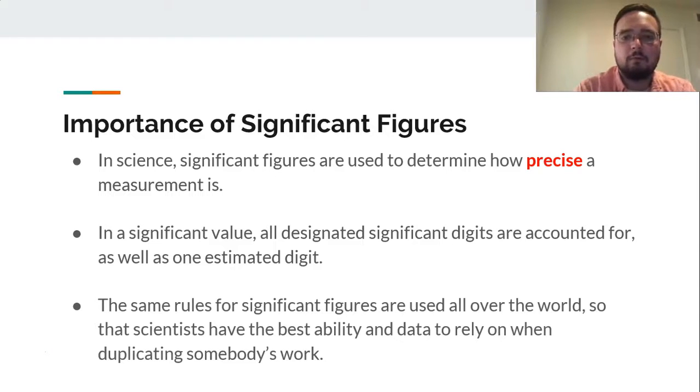The nice thing is the same rules for significant digits are used all over the world, so that scientists have the best data to rely on when duplicating somebody's work. So it's very important for scientists, for example in Asia, if they wanted to create a new element and they have data for it, their significant digits may be based on their scientific technique as well as their equipment that's used. If their significant digits are not right, when people across the world, like in the USA, try to duplicate their experiment to validate their conclusions and hypotheses, and the data comes out wrong, that might not have them win a Nobel Prize. So it's a very important thing, but very simple rules to follow, and you'll definitely get it with a bit of practice.